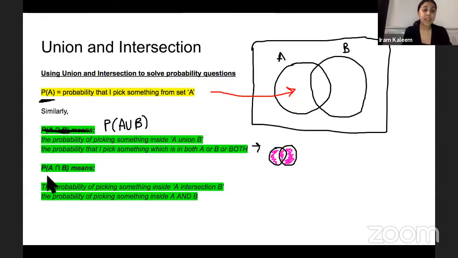Now, in this case, the P of A intersect B basically means the probability of picking something inside the intersection of A and B. Basically, the probability of picking something which lies inside both A and B. So as we just previously described, it's the probability of picking something that's in the intersection only. So just that bit there. So I'll give you a moment to write this definition down, the probability of picking something inside the intersection.